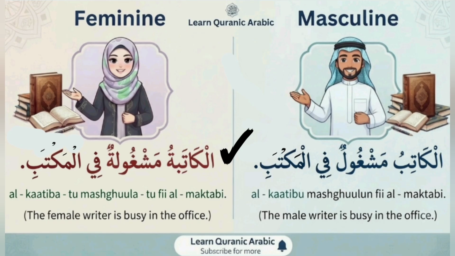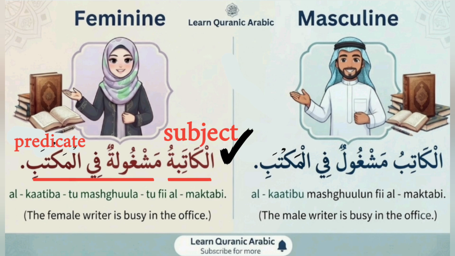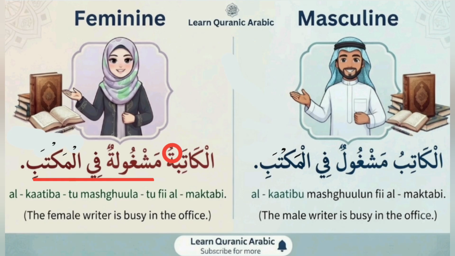الكاتبة مشغولة في المكتب. Meaning, the female writer is busy in the office. Dear learners, look at the subject and predicate of the sentence. The subject is feminine taking round ta, and accordingly the predicate carries the feminine property round ta, like its subject. Anyhow, the subject and predicate work accordingly in terms of gender or in other grammatical situations. في المكتب takes a short vowel at the ending letter because it is a prepositional phrase. If you don't know about prepositional phrase, please visit the lesson in the playlist.